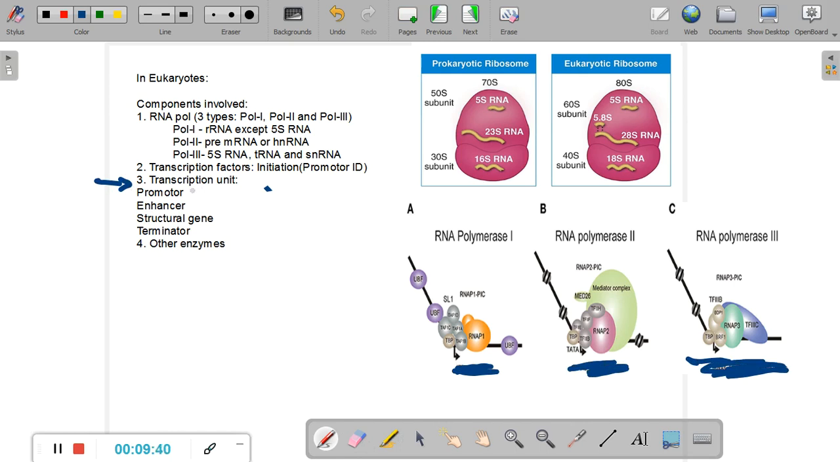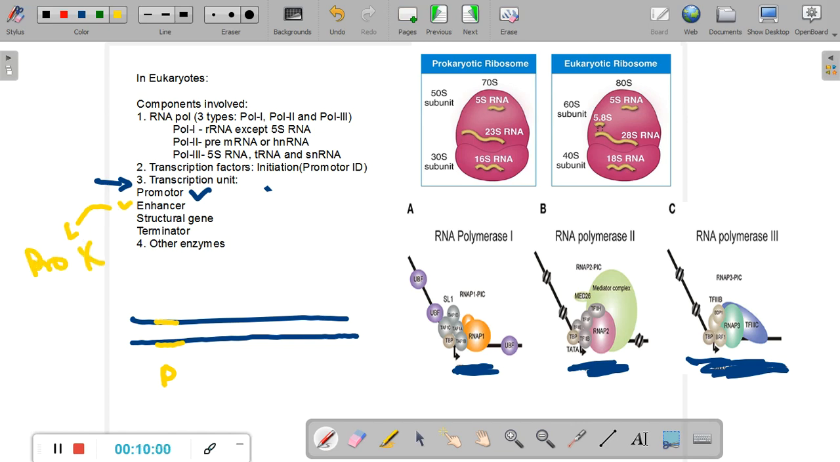Okay, the transcription unit here has a promoter. So let us say this is the DNA in eukaryotes. Let's use a yellow color. This is the promoter region. Great. It also has an enhancer region. Now this is a new sequence or a segment of DNA.